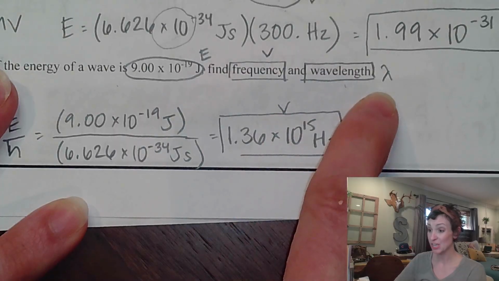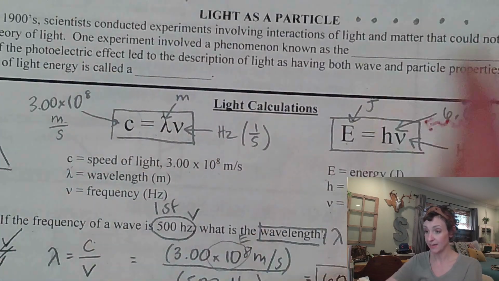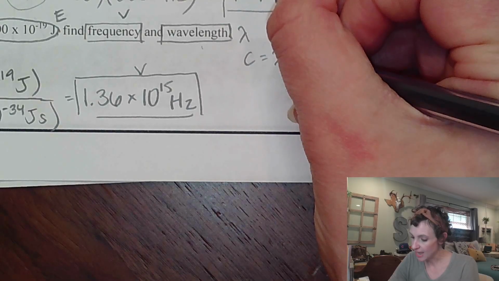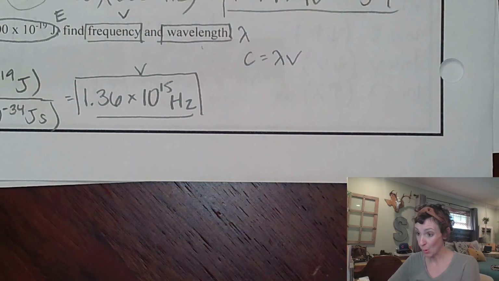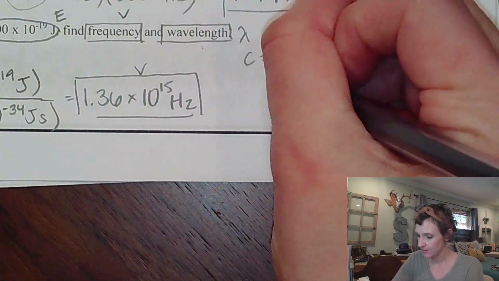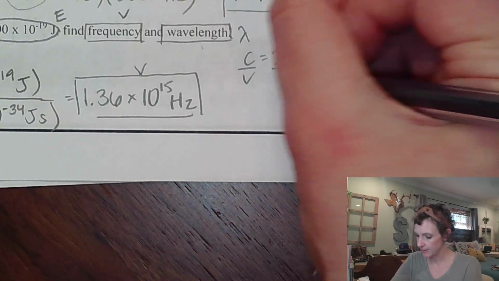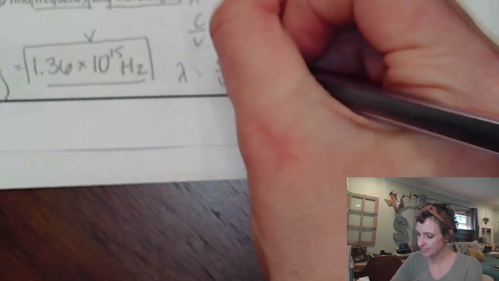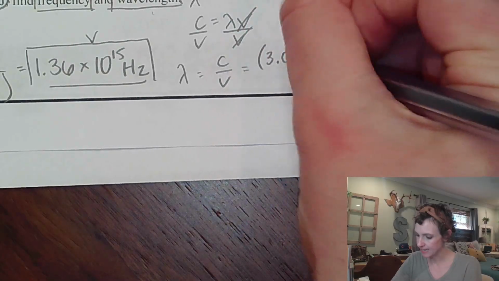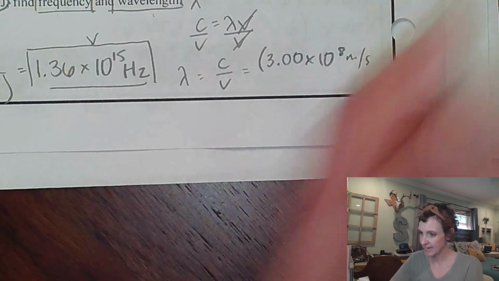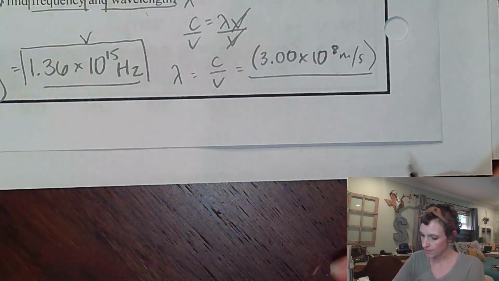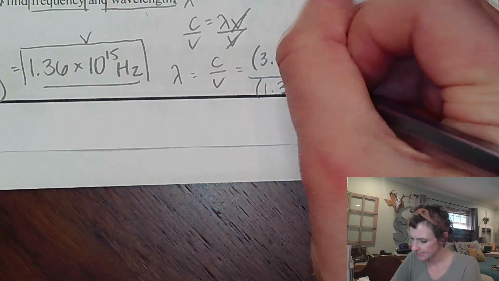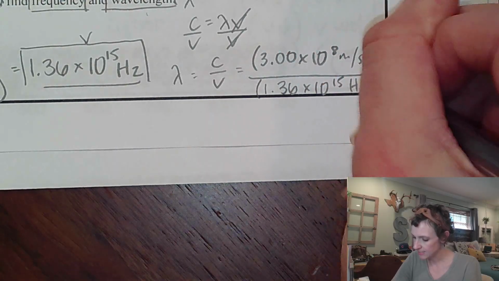I can use that frequency to solve for wavelength using my speed of light equation. You can either use your triangle and cover up wavelength, or you can know that to get wavelength by itself, you divide both sides by v, and your wavelength is going to be equal to c over v. So plugging things in, I have 3.00 times 10 to the 8th meters per second over my frequency, 1.36 times 10 to the 15th hertz, right?